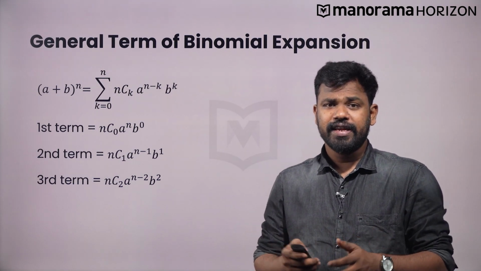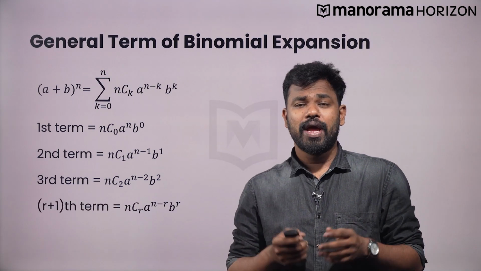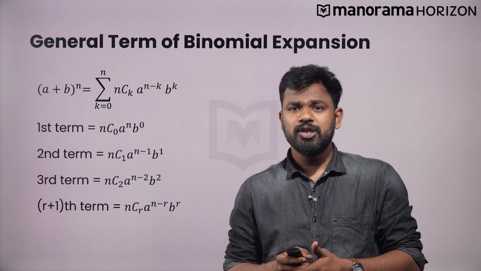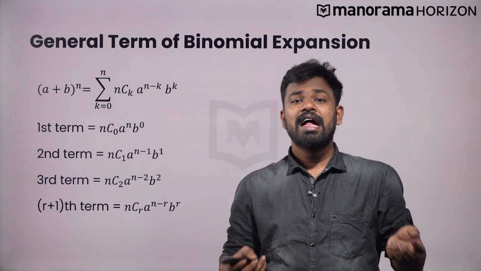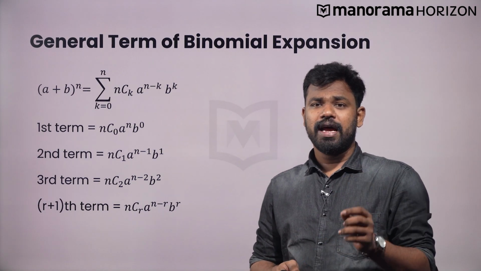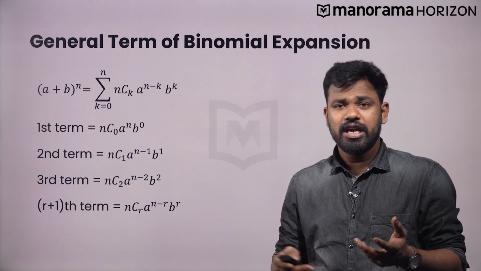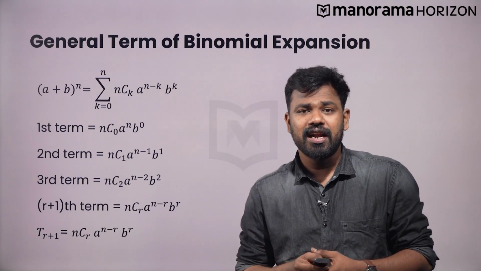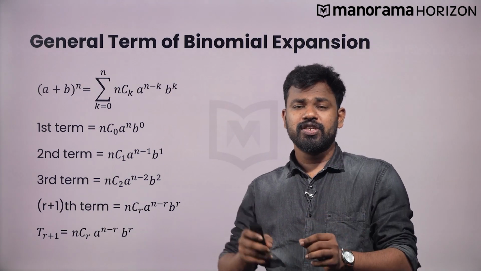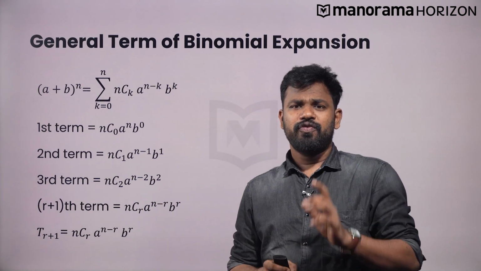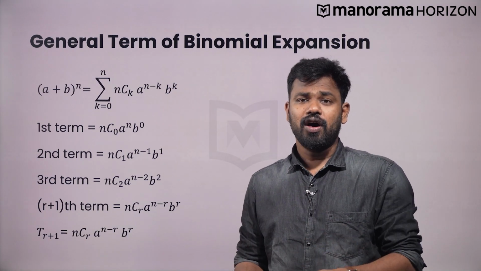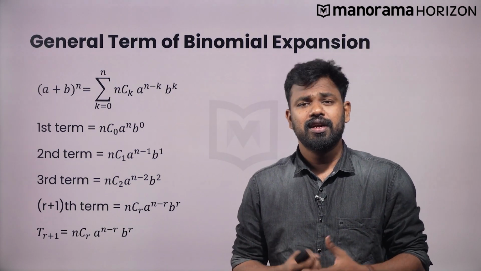On generalizing, we get the (r + 1)th term is equal to nCr a raised to n minus r, b raised to r. This (r + 1)th term is also called the general term of a binomial expansion, and it is denoted by T(r+1). Therefore T(r+1) is nothing but nCr a raised to n minus r into b raised to r, where the value of r changes from 0 to n. So if we know this general term, one can find any term in the binomial expansion, whether it is the 5th or the 7th term or even the 20th term.